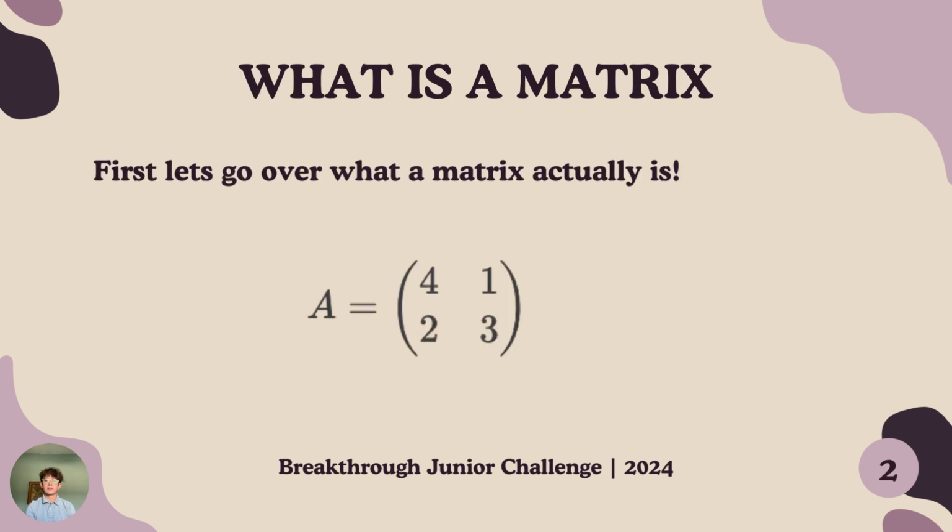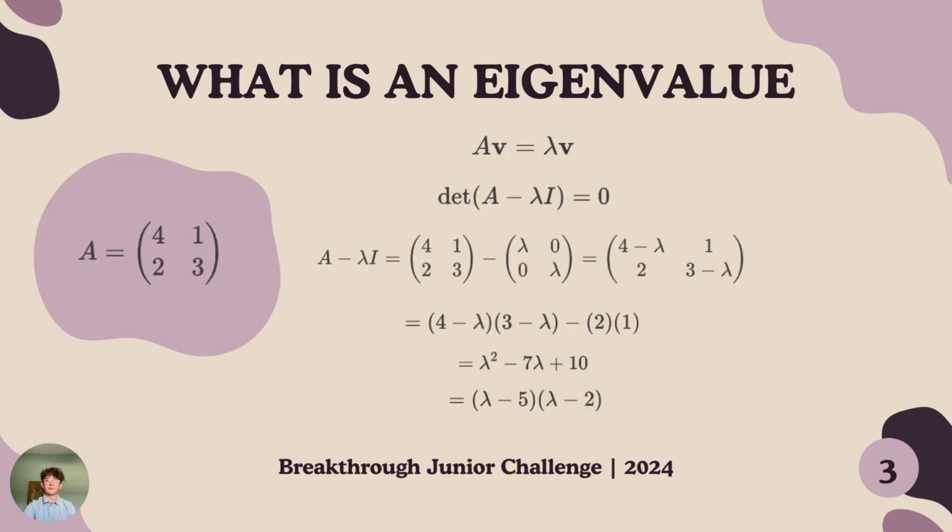First, what is a matrix? A matrix is an array of data organized by rows and columns. But for eigenvalues to exist, it must be a square matrix, so today we will be using 2 by 2 matrix A: 4, 1, 2, 3.